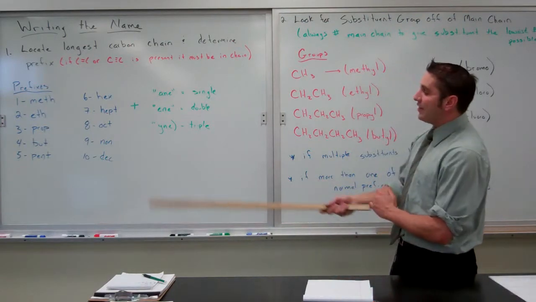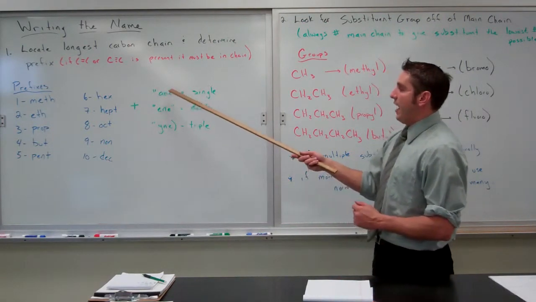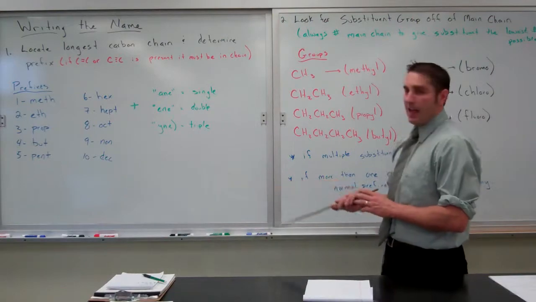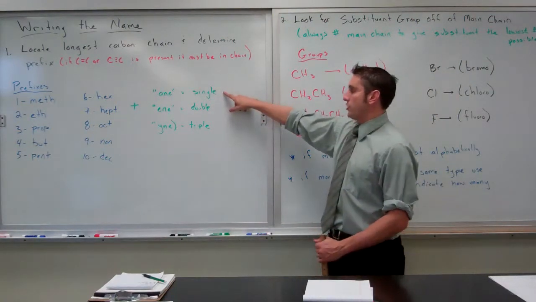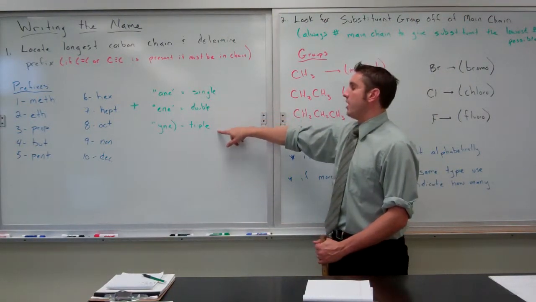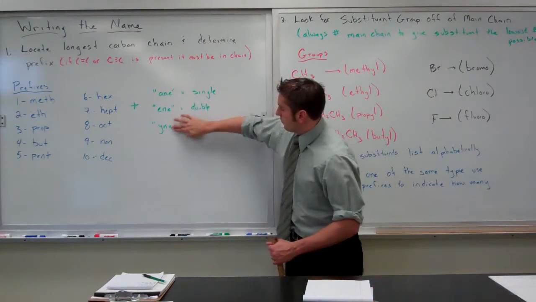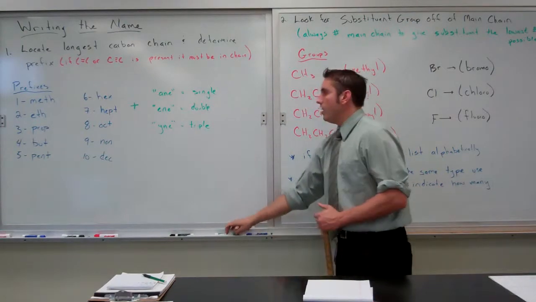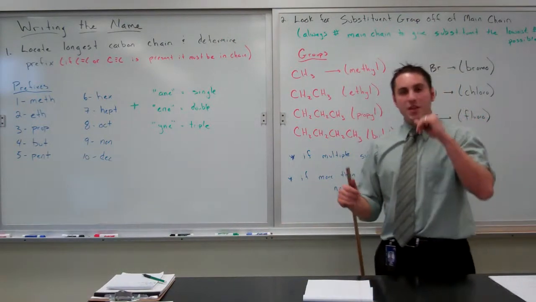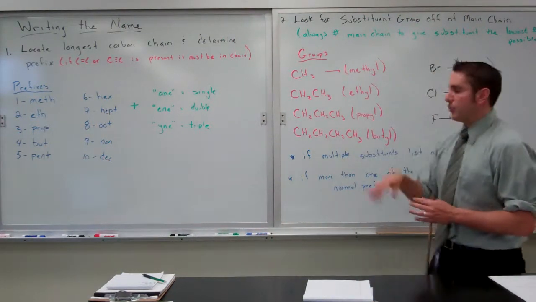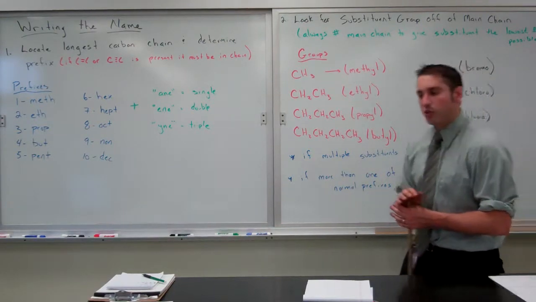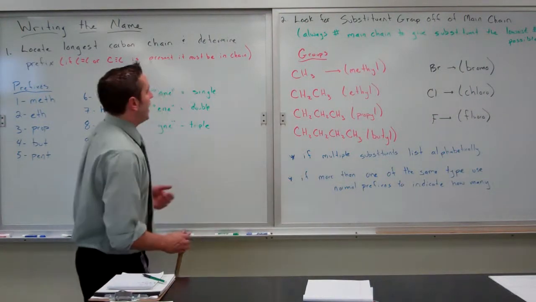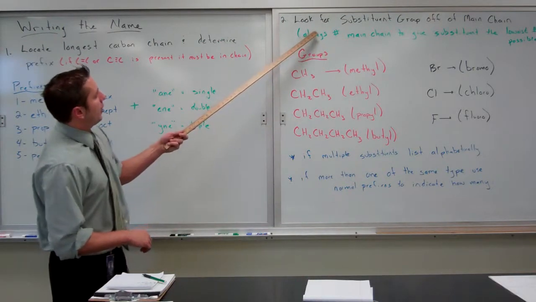Then we'll add to that prefix the ending ane, ene, or yne, depending on: is it all single bonds? Are there double bonds in there? Or do we see triple bonds in there? So that's how we get what we call the base chain. So we name the base chain first. Once we name the base chain, then we have to follow step 2.